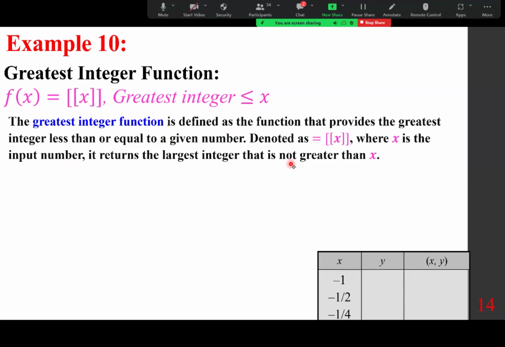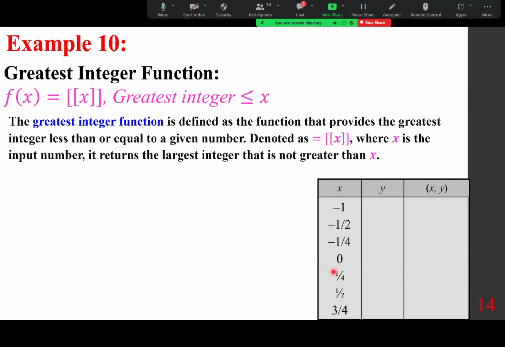For example, let's look at these numbers and let's see what happens. When you're dealing with an integer, the answer is itself. So -1 gives you -1, 0 gives you 0, 1 gives you 1, 5 gives you 5, 10 gives you 10. Any integer, the answer is itself. Big deal.